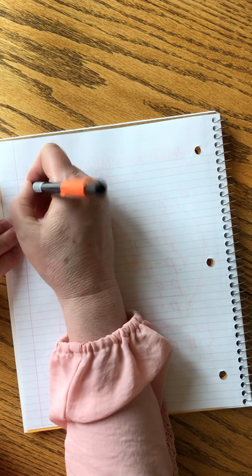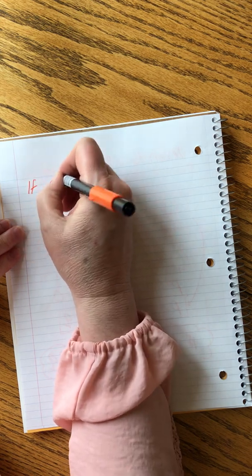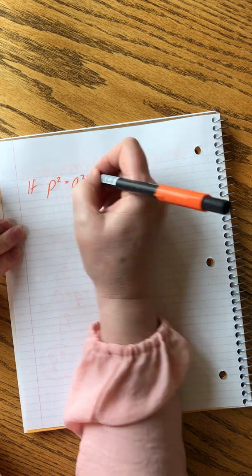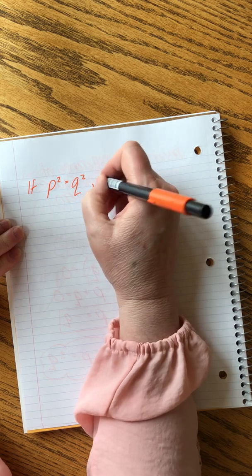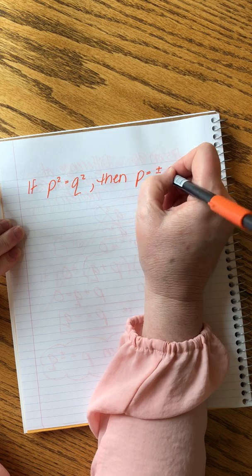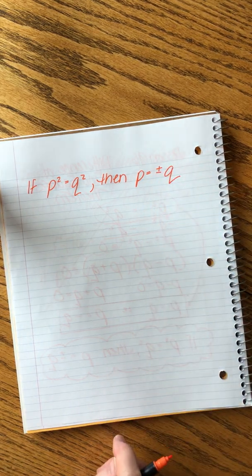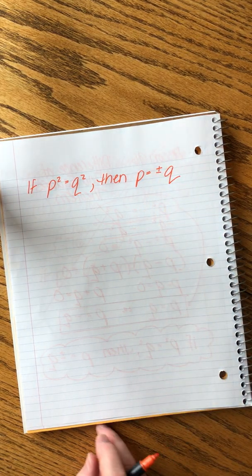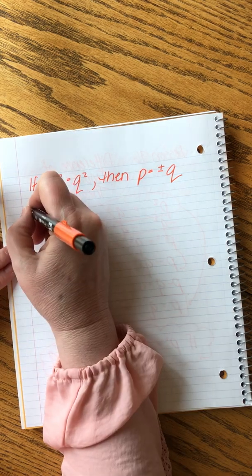And I'm going to write it again up here just so we have it. If p squared equals q squared. Don't ask me about those letters. It's random. Right? That's our theorem.